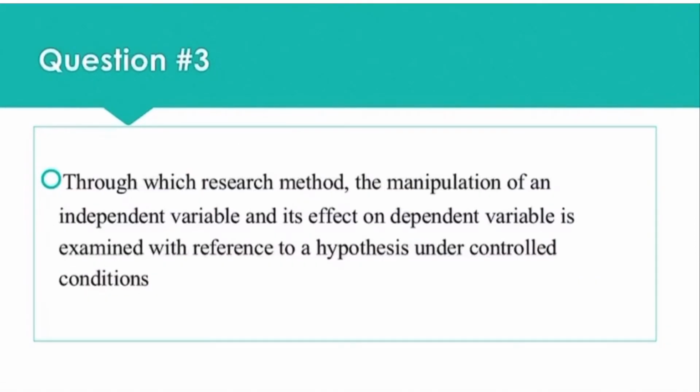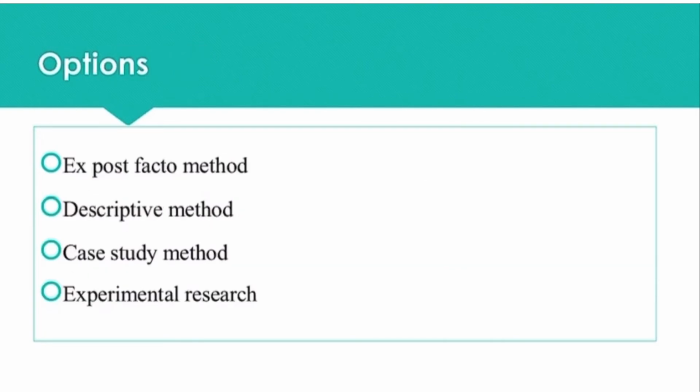Third question, through which research method the manipulation of independent variable and its effect on dependent variable is examined with reference to a hypothesis under controlled conditions? We look at the options. A. Ex post facto method, B. Descriptive method, C. Case study method, and D. Experimental research. Experimental research is the method where independent variable is manipulated and its effect on dependent variable is studied under controlled conditions. So option D is the right answer.